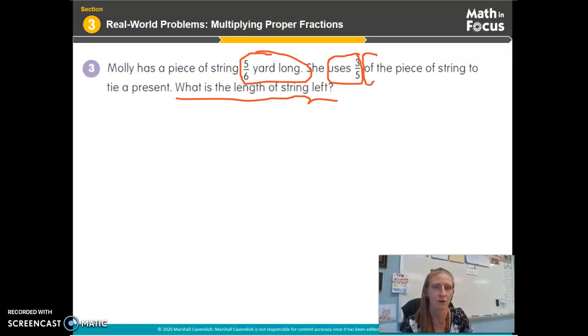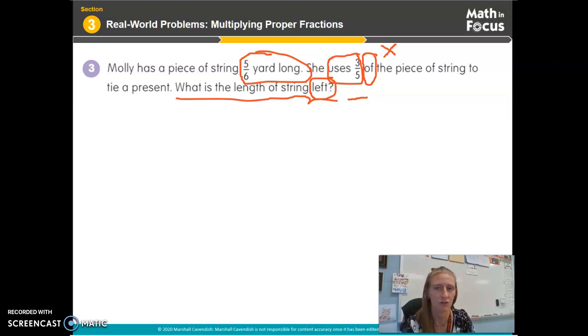So I'm going to circle this word "of" to remind myself that I don't actually know how much string she uses. I know it's 3/5 of this piece, but I don't know how many yards that is. I can multiply to find that out because this is part of the string. I also am going to circle the keyword "left." And I know that when I see that word in a word problem, I usually need to subtract. So I like to put the symbols there to help me later when I set the problem up.